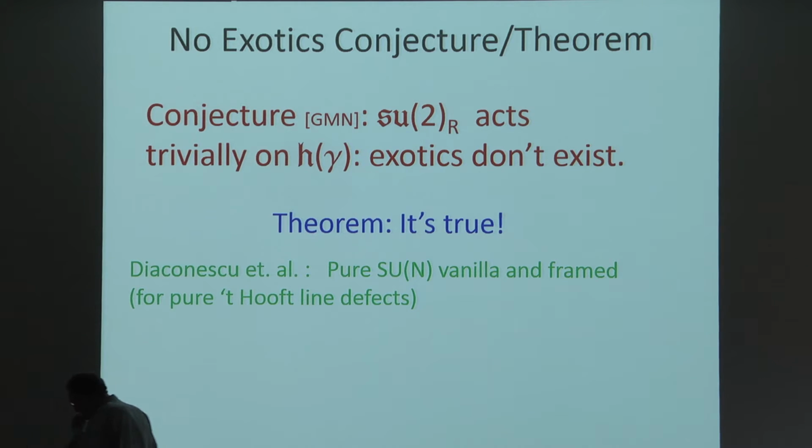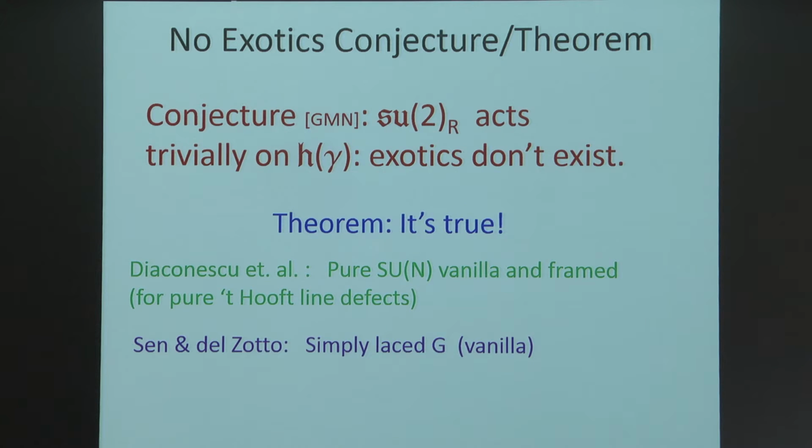And the theorem is, basically, it's true. So, in a paper with Emanuel Diaconescu and a number of other authors, we showed this for pure SU(N) vector multiplet theory for the vanilla states and also for the framed states in the case of a putative line defect. And Sen and Del Zotto extended that to a simply laced G. Now, the way we did it is we used some very fancy mathematics about the motivic structure of the moduli space of representations of some quiver variety.